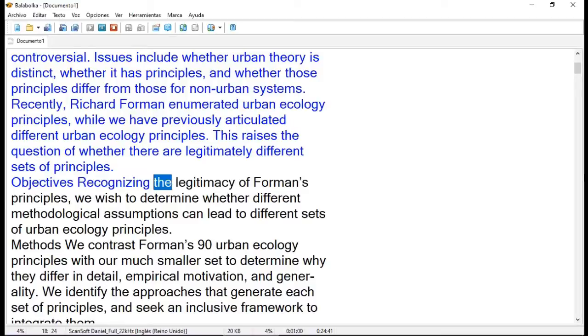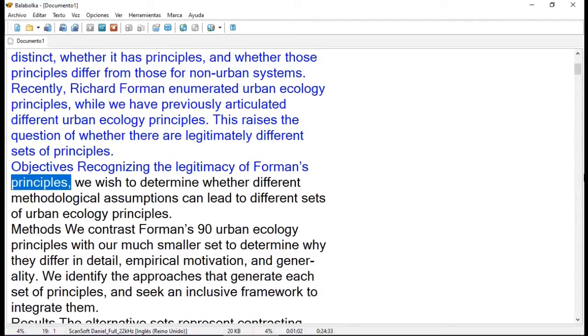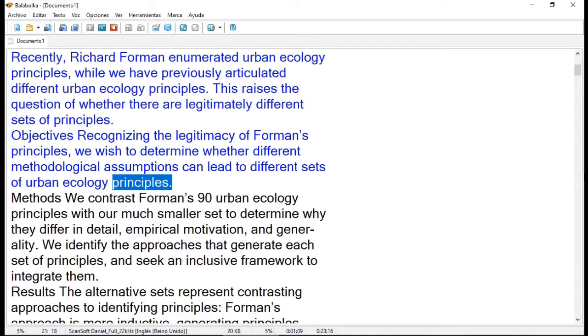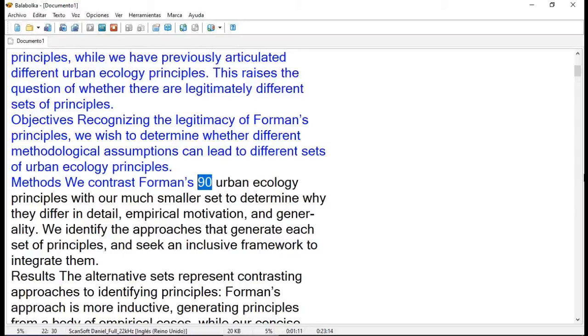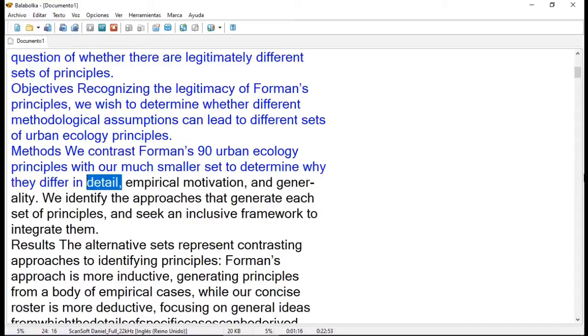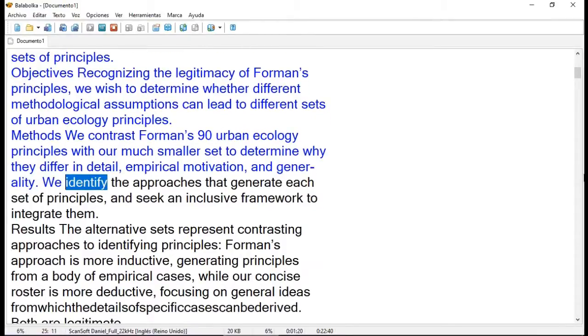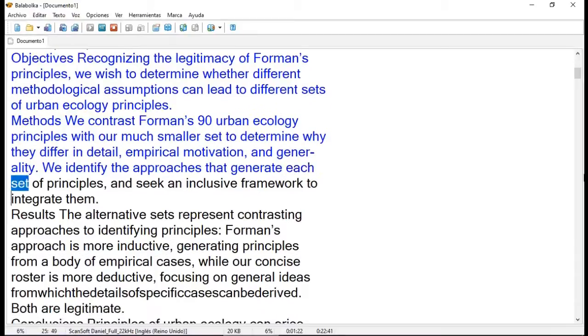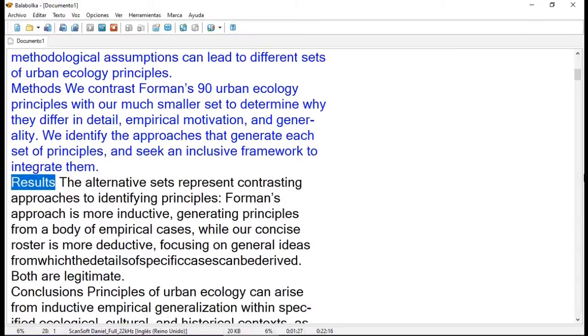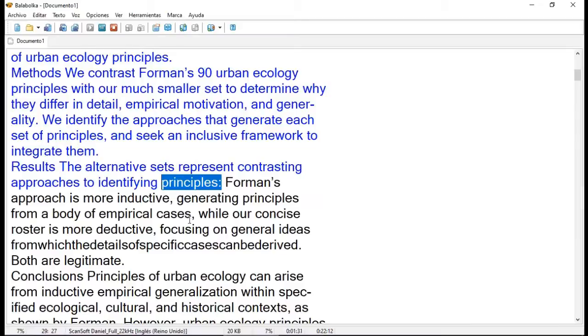Objectives: Recognizing the legitimacy of Forman's principles, we wish to determine whether different methodological assumptions can lead to different sets of urban ecology principles. Methods: We contrast Forman's 90 urban ecology principles with our much smaller set to determine why they differ in detail, empirical motivation, and generality. We identify the approaches that generate each set of principles and seek an inclusive framework to integrate them.